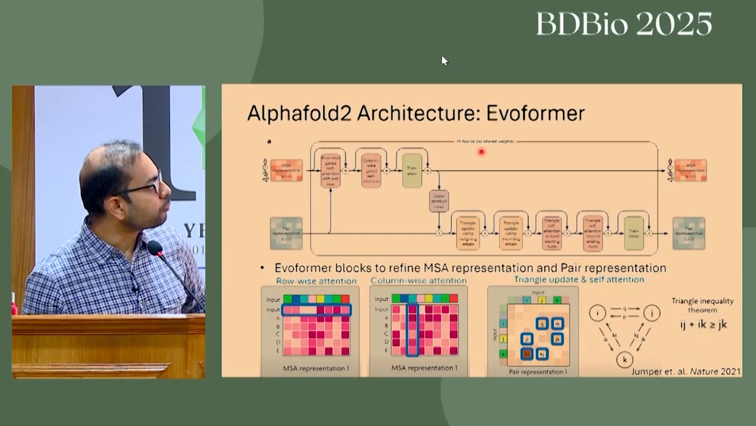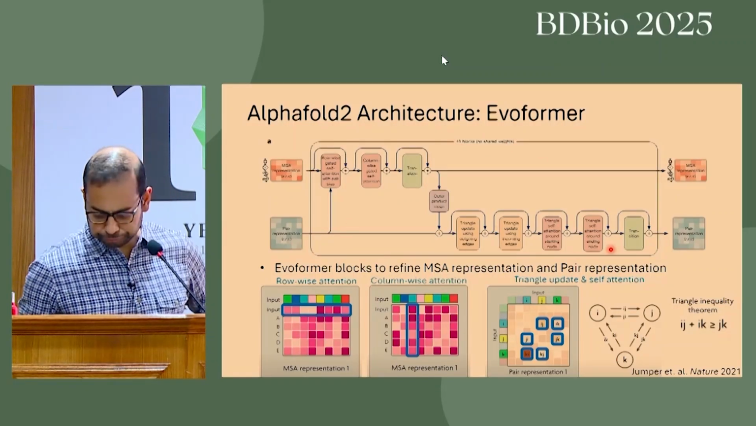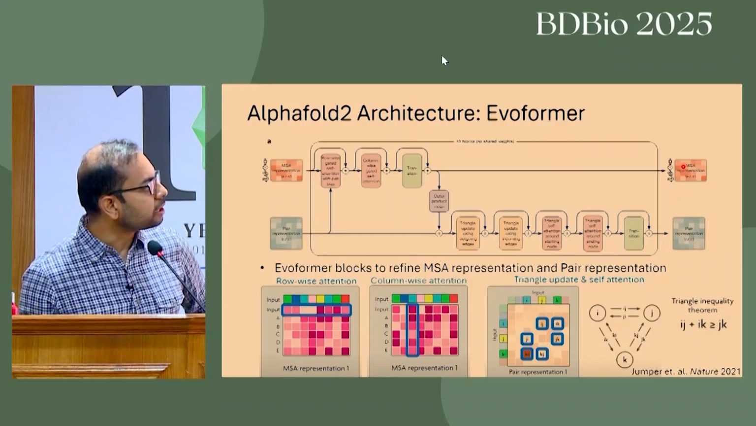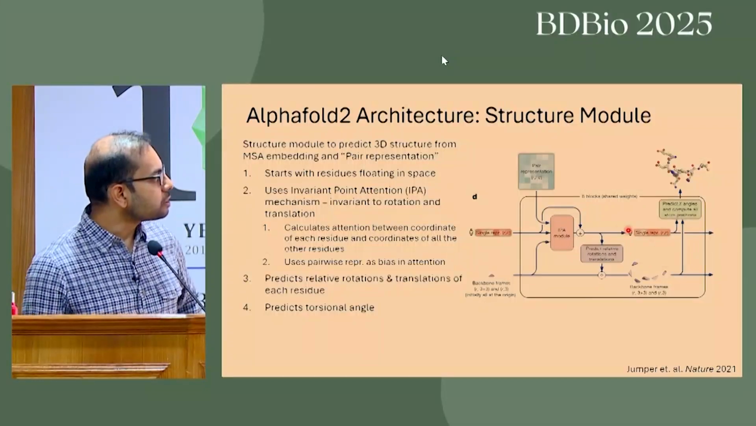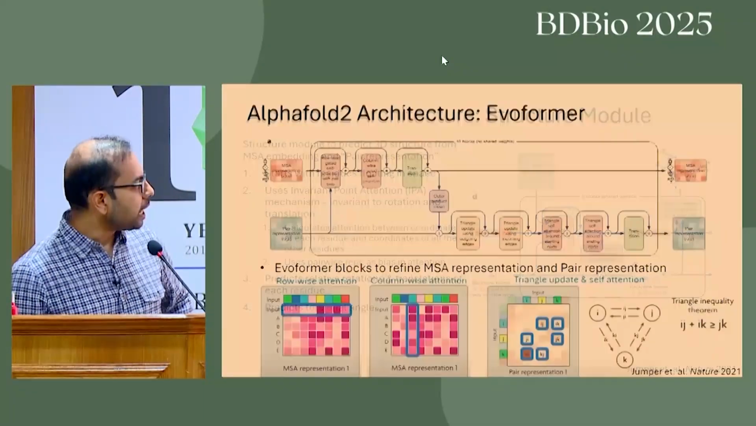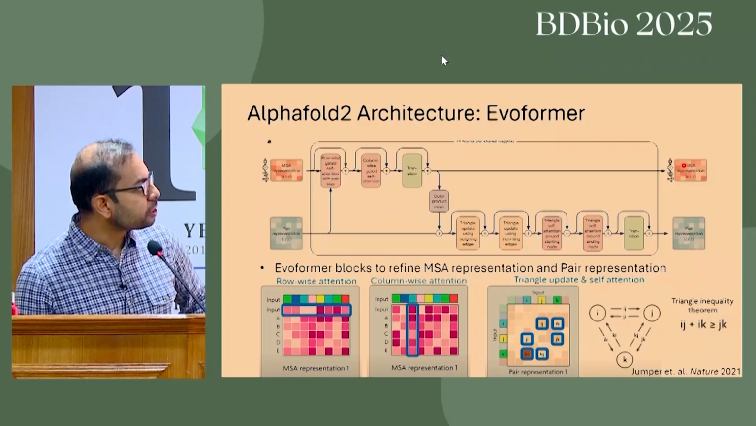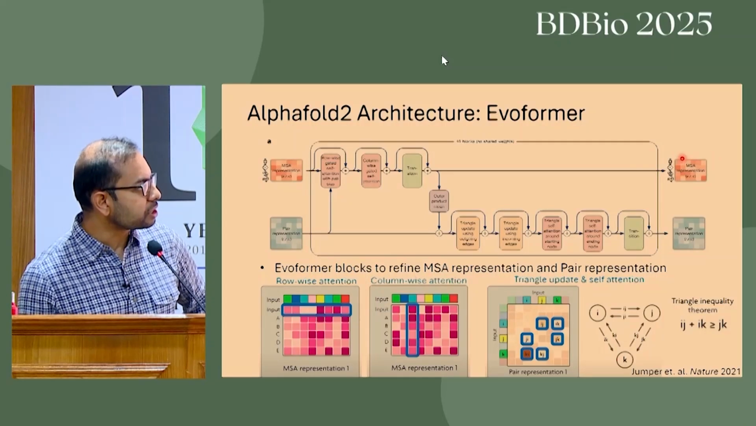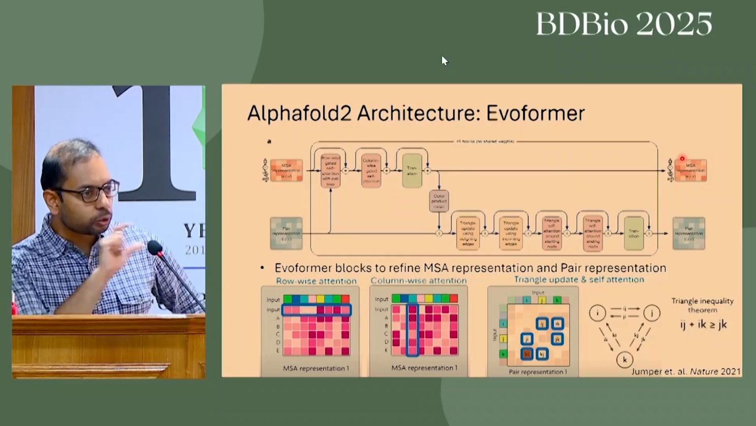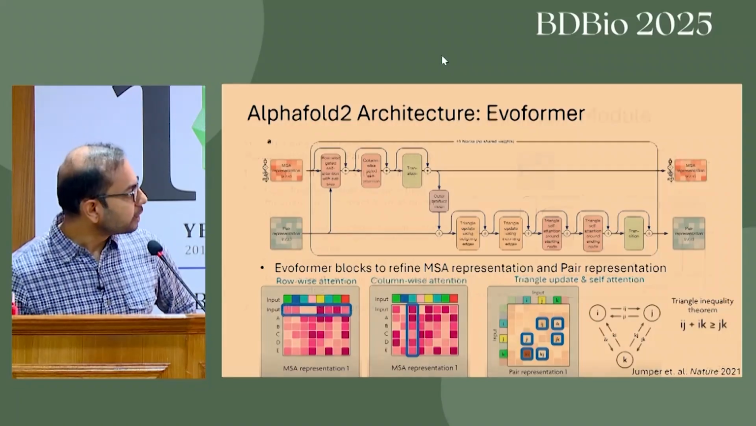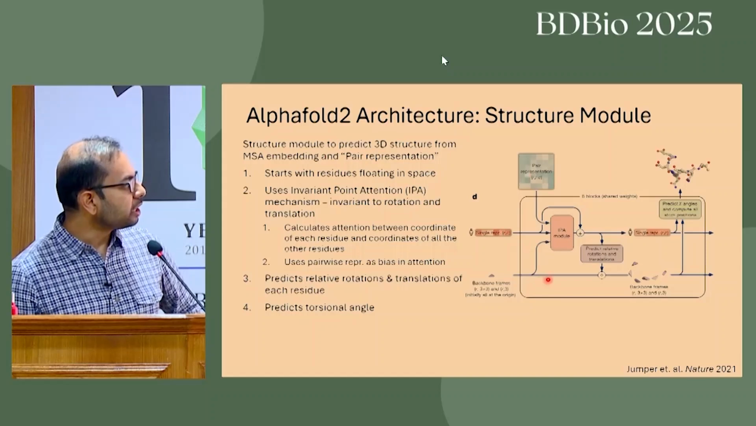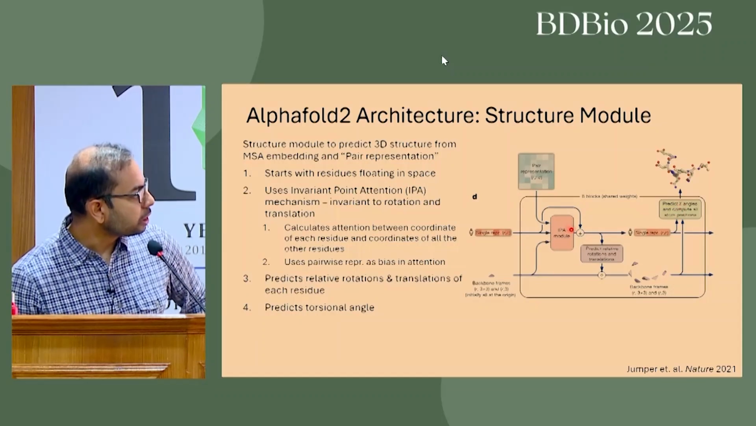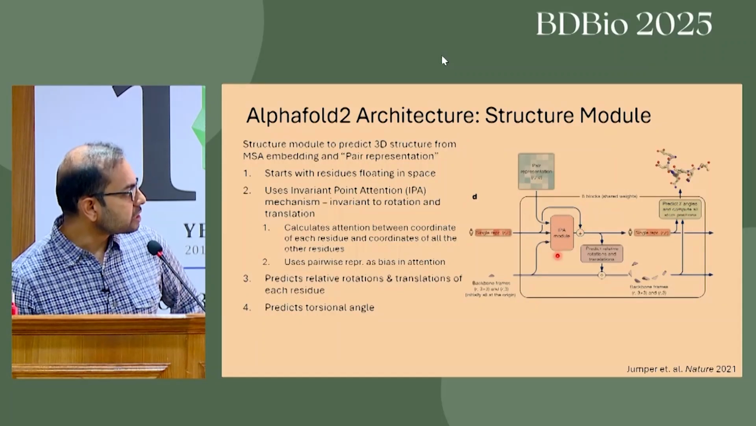So you can see that there are 48 blocks like these. In the end, you have a refined MSA and refined pair representation. And then you have a structure module. So you had this MSA representation. Now you just take the first row, which was the actual sequence you had, corresponding to whatever embedding you have now. You take that, and that is here, and you have the pair representation, and then you pass it through the structure module, where the key thing is this IPA module.